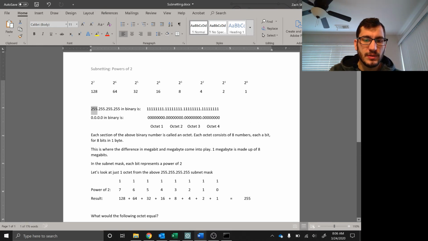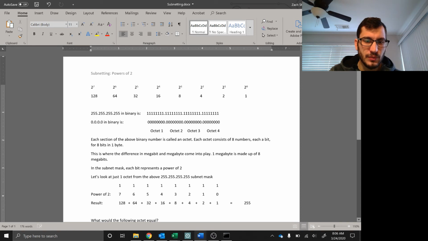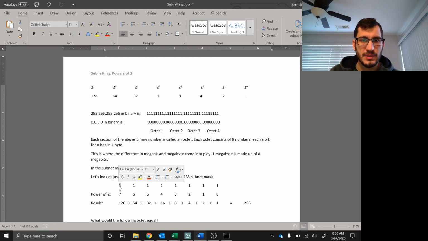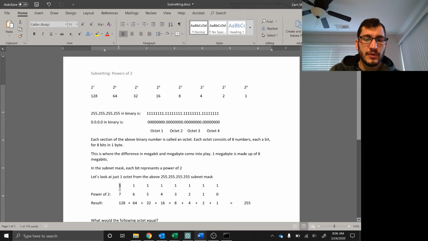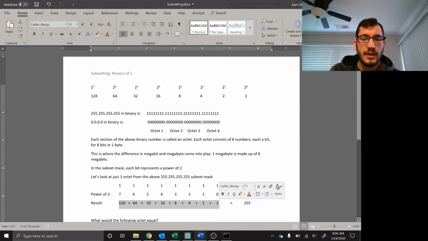So again, if there is a 1 here, that means yes, that is a bit, and that needs to represent 128. If there's a 0, which we'll get to in a sec, that means no, don't add anything. But for this one, because every bit is 1, we're going to add the resulting powers of 2 together and we're going to get 255.